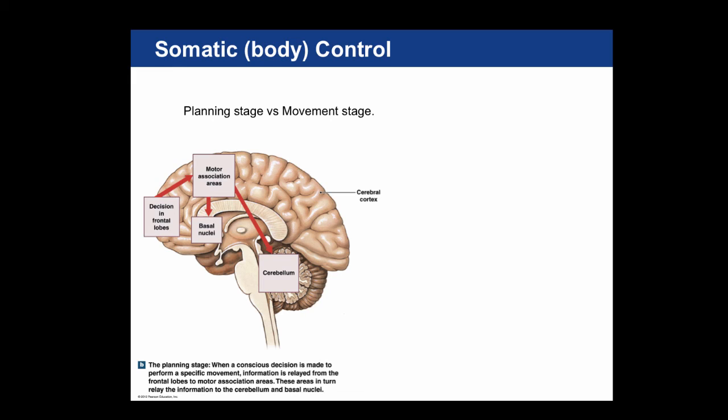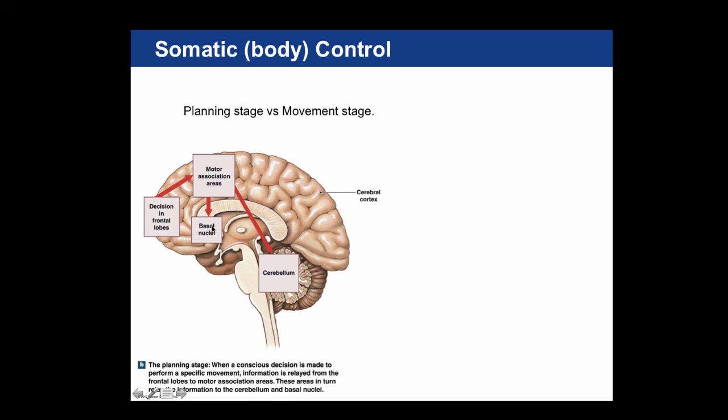And to give you an idea of the complexity of this, when we're planning movement, we have a region of the cortex called the motor association area. And the motor association area thinks to itself, I want to climb those stairs, I want to open the door, I want to shoot the free throw, I want to write my name on a paper. And it begins then to send out messages into these other regions of the brain. So the decision making starts here.